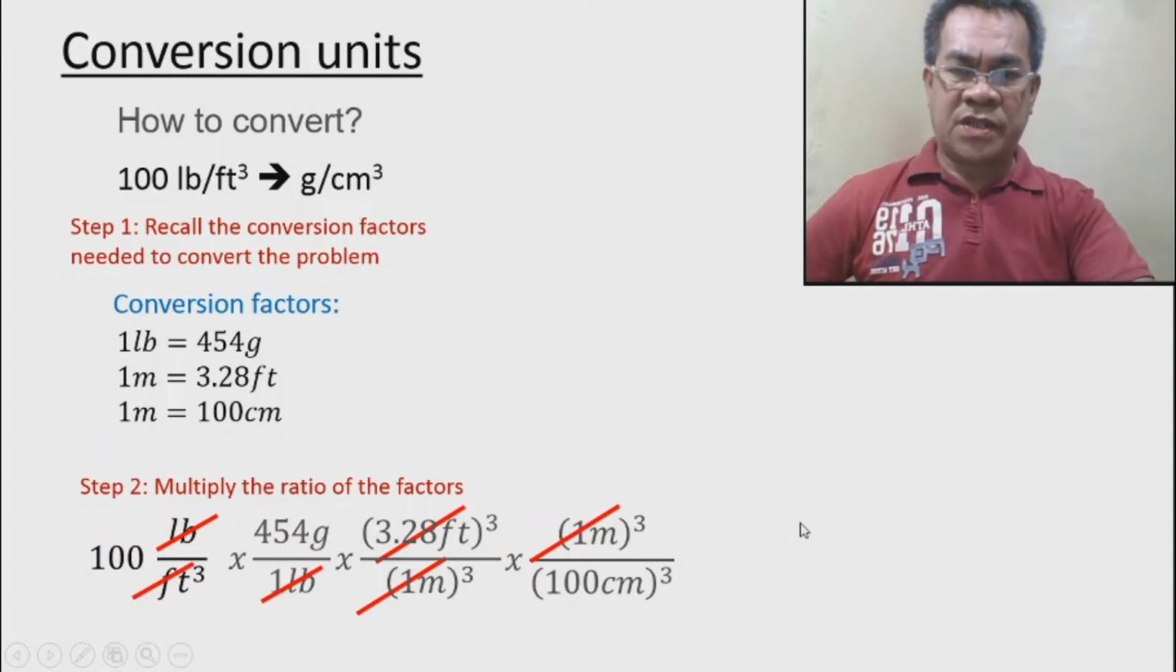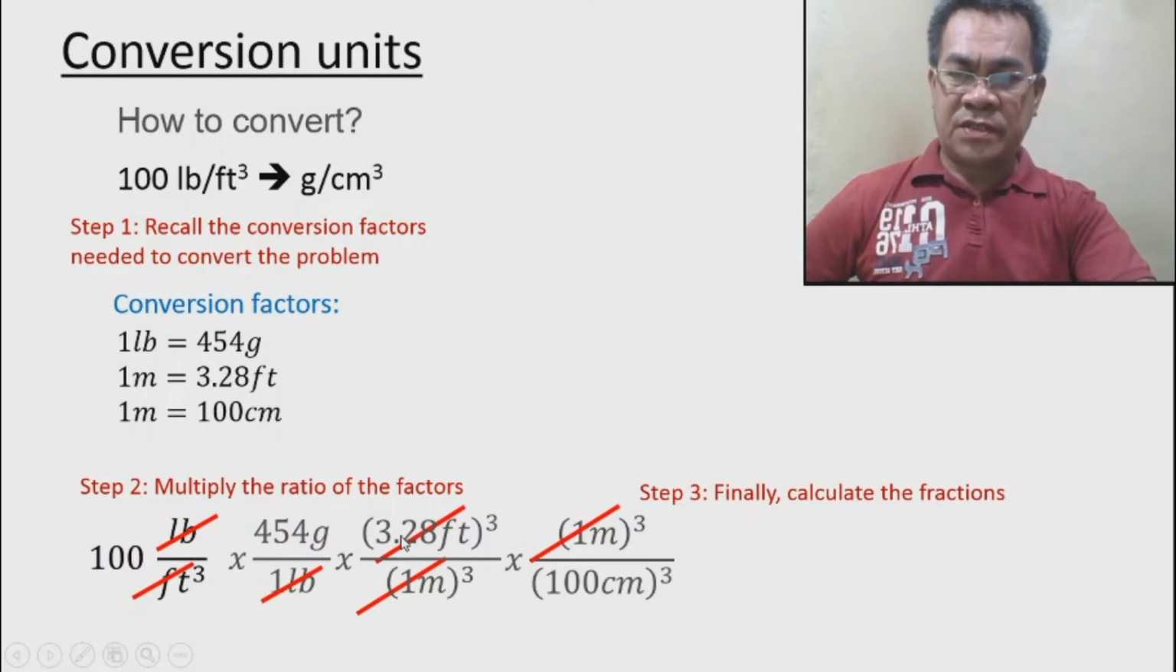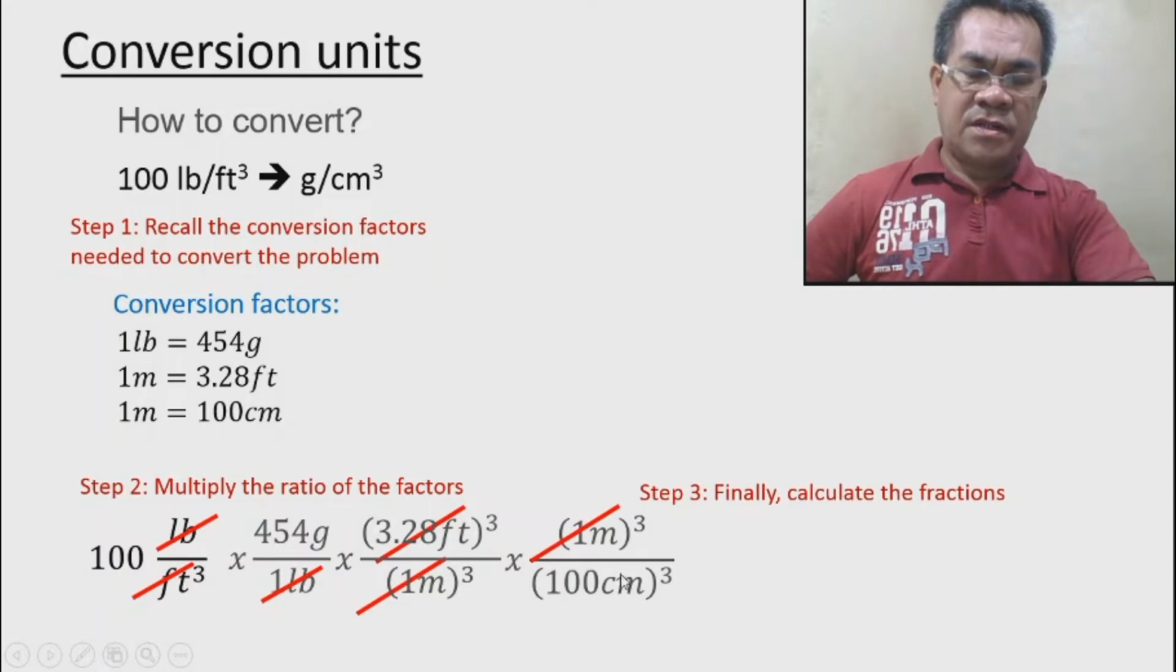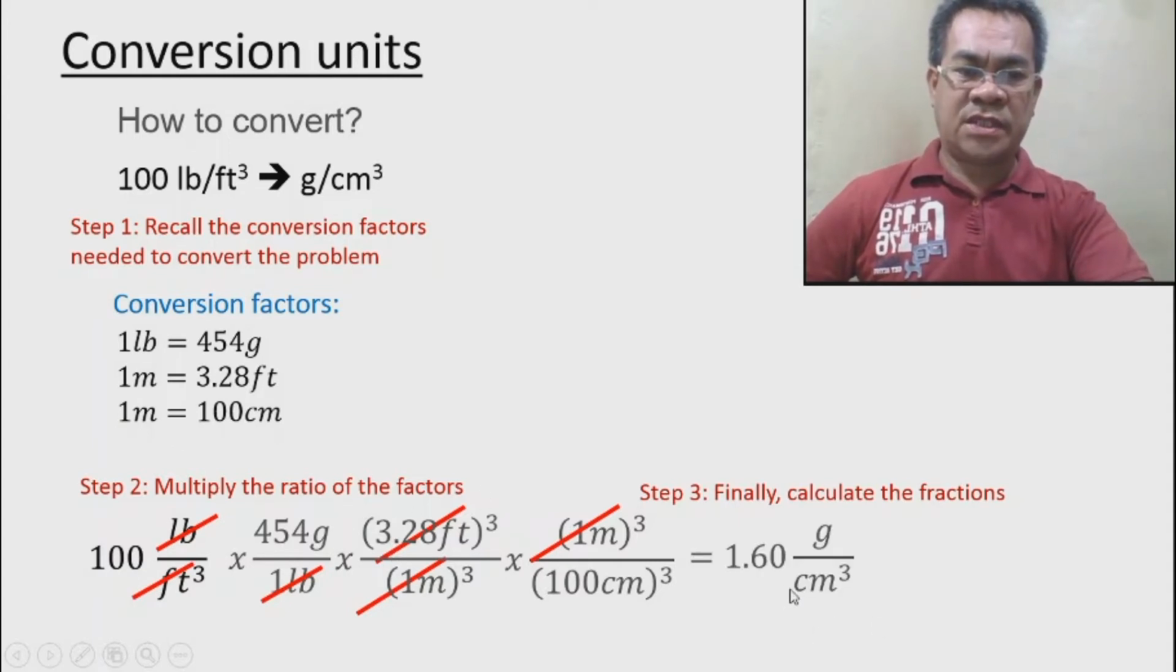So all you need to do is to use your calculator, multiply 454 by the reminders. You have to cube this one. So 3.28 cubed times 454, then divide it by 100. Cube this before dividing. PEMDAS: power is the first. So therefore, cube this, then divide from the result above. So the result is 1.6 grams per cubic. This is how to convert.